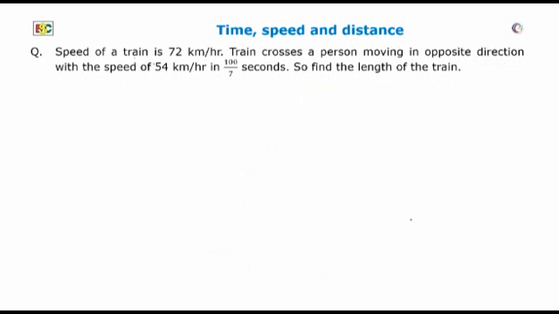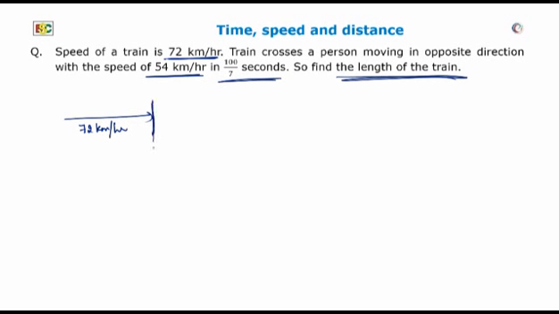Next question is, speed of a train is 72 km per hour. Train crosses a person moving in opposite direction with the speed of 54 km per hour in 100 by 7 seconds. So, find the length of the train. Speed of a train is 72 km per hour, and it crosses a person moving in opposite direction with the speed of 54 km per hour in 100 by 7 seconds. So we have to find the length of the train.